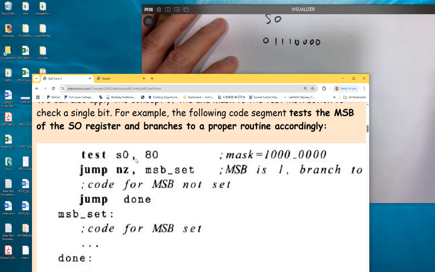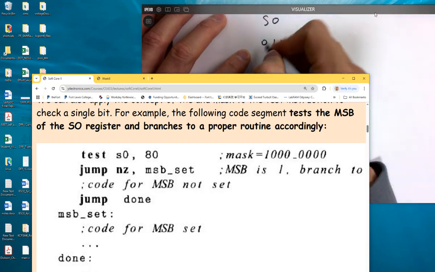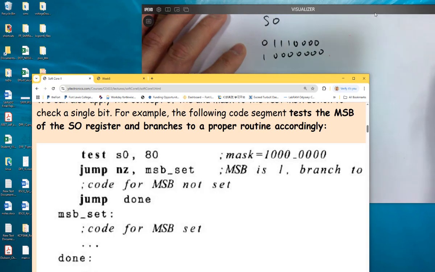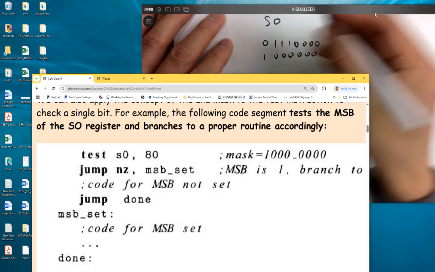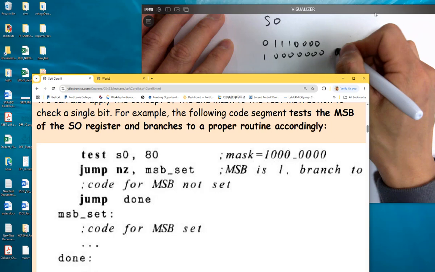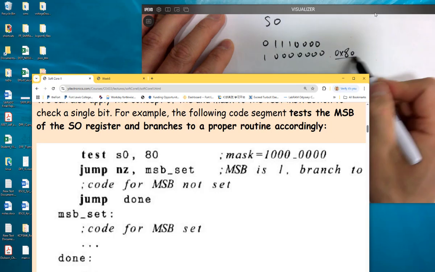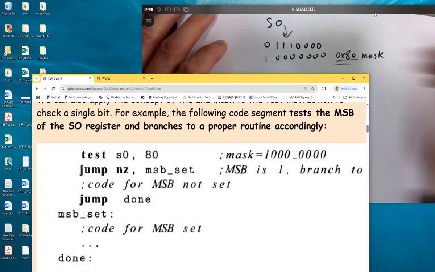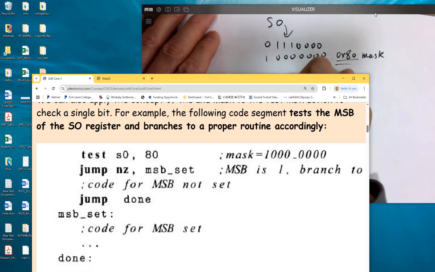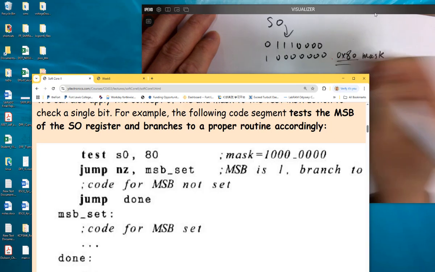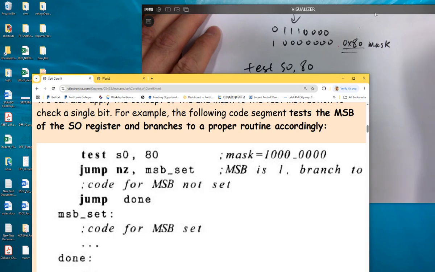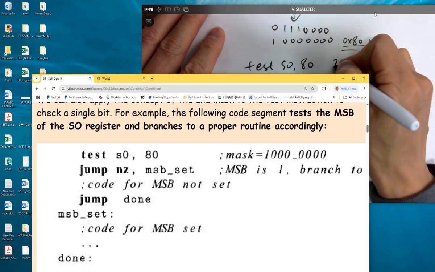Okay, so if S0 is this, and your A0 is this, 0x A0, okay? So this is the mask. And S0 is this guy. I'm doing a test. So tell me what Z will be.